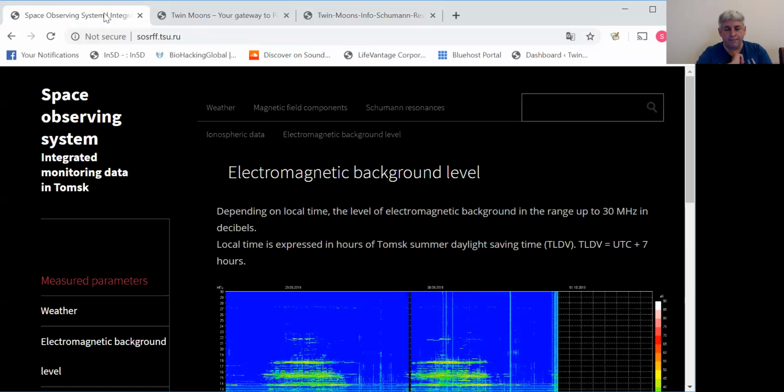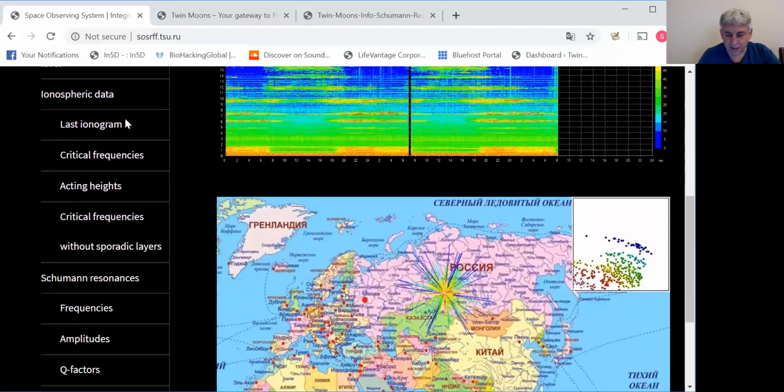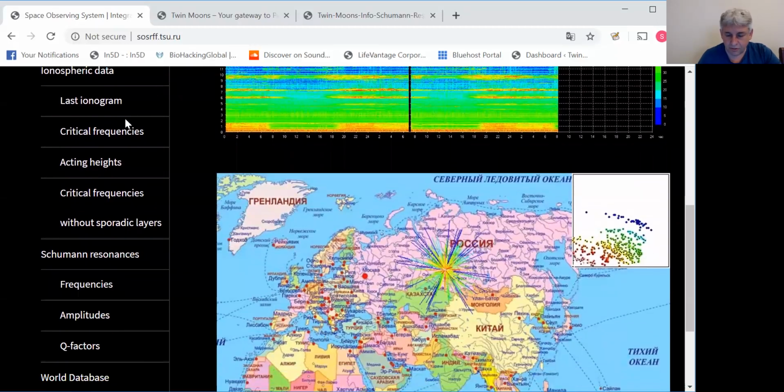This is the Russian website, which is at sosrff.tsu.ru, as you can see here. And in English, it's referred to as the Space Observing System from Tomsk. And on the primary page, you just get graphs on measurements, where those measurements are taken in south central Russia there, Greater Russia.